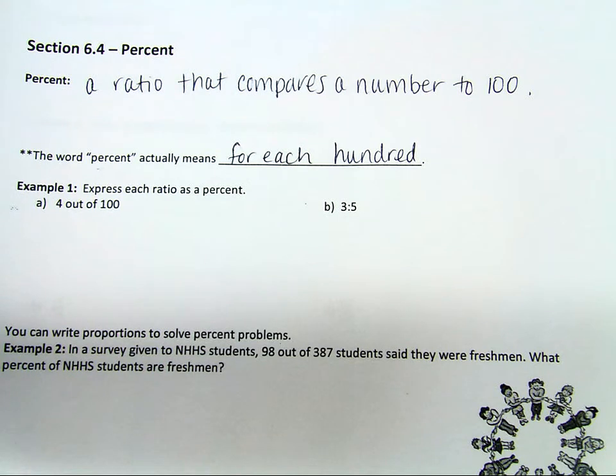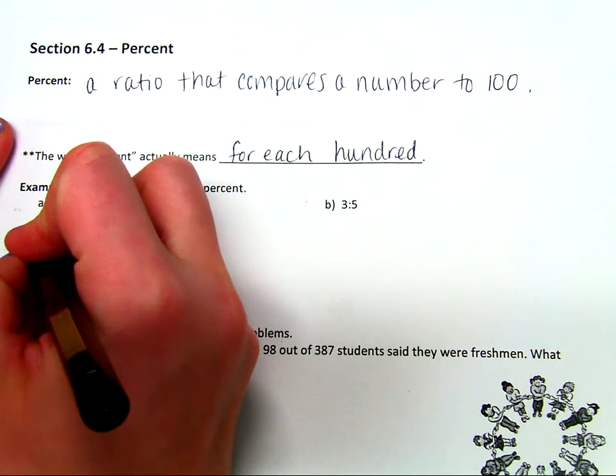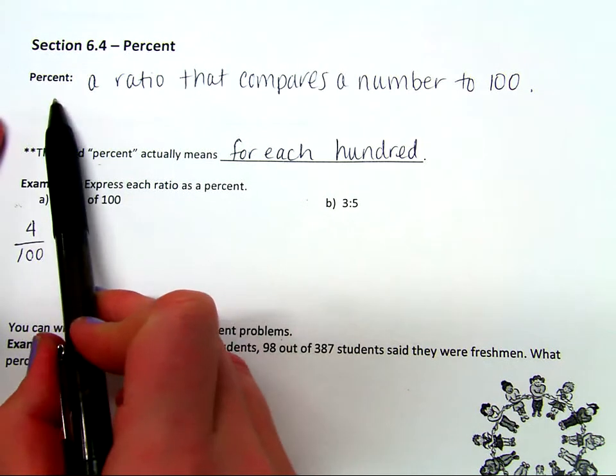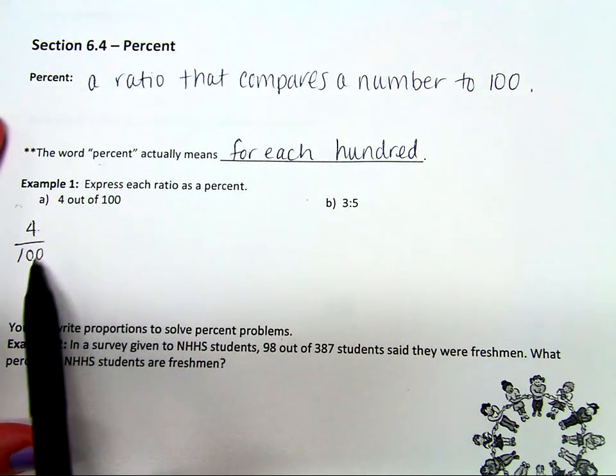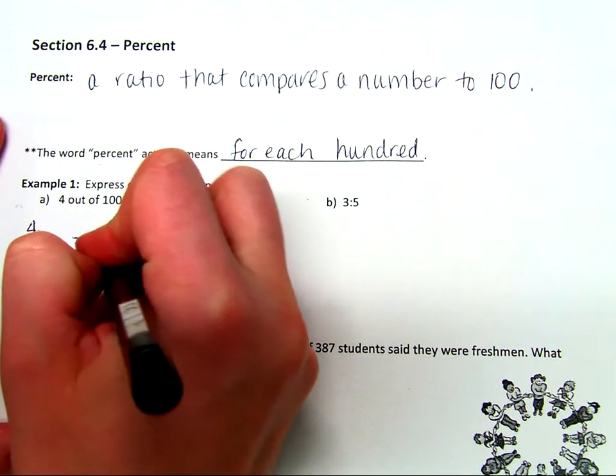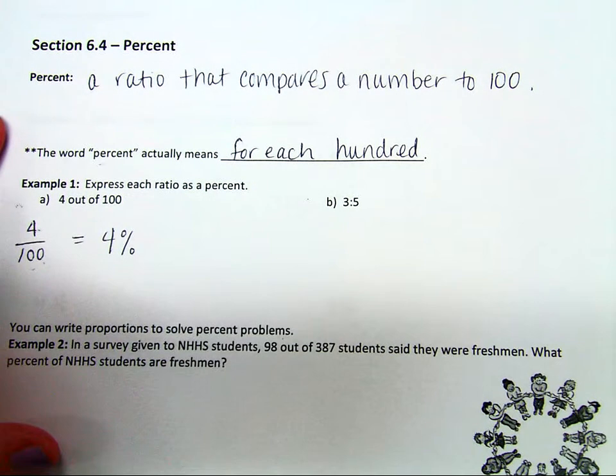For example, 1. So 4 out of 100. Well, that's already a ratio, 4 out of 100. And a percent is a ratio that compares a number to 100. So 4 out of 100 is simply 4%. So that would be my answer.